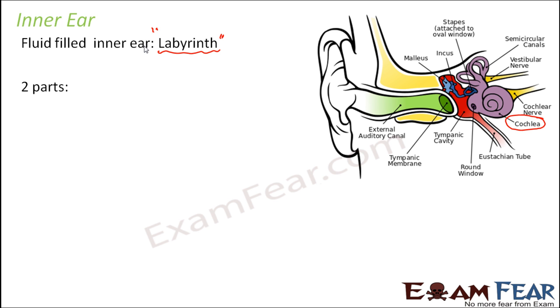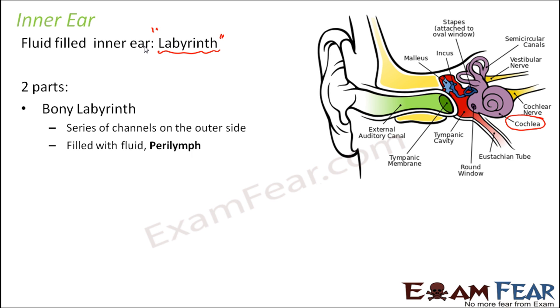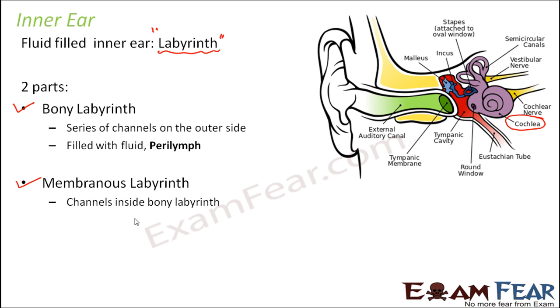Now there are two parts of the labyrinth. So what are the two parts? Bony labyrinth and the membranous labyrinth. So these are the two parts of labyrinth. Bony labyrinth is a series of channels on the outer side. It is filled with a fluid called perilymph, whereas the membranous labyrinth are the channels inside the bony labyrinth.